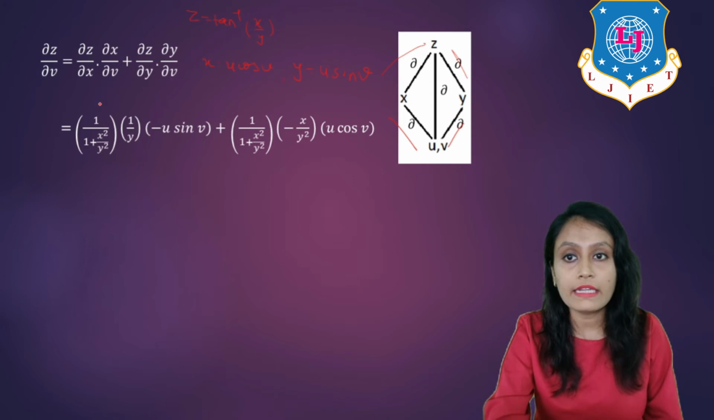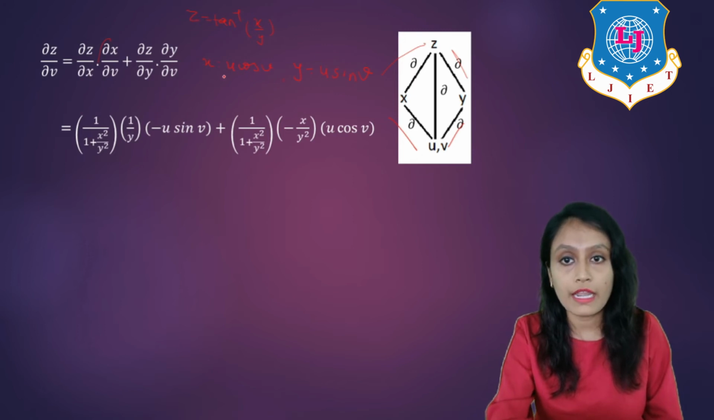Next one. So here you will get del z by del x as 1 upon x square plus y square. This we have understood in the previous form, right? Next, we have to just simplify this. So del x by del v is what? We have to take the derivative with respect to v keeping u constant. So here you will have minus u sin v. This term will remain as it is, which we have solved before. Okay, next del y by del v means the derivative of y with respect to v keeping u constant. So here you will get u cos v.